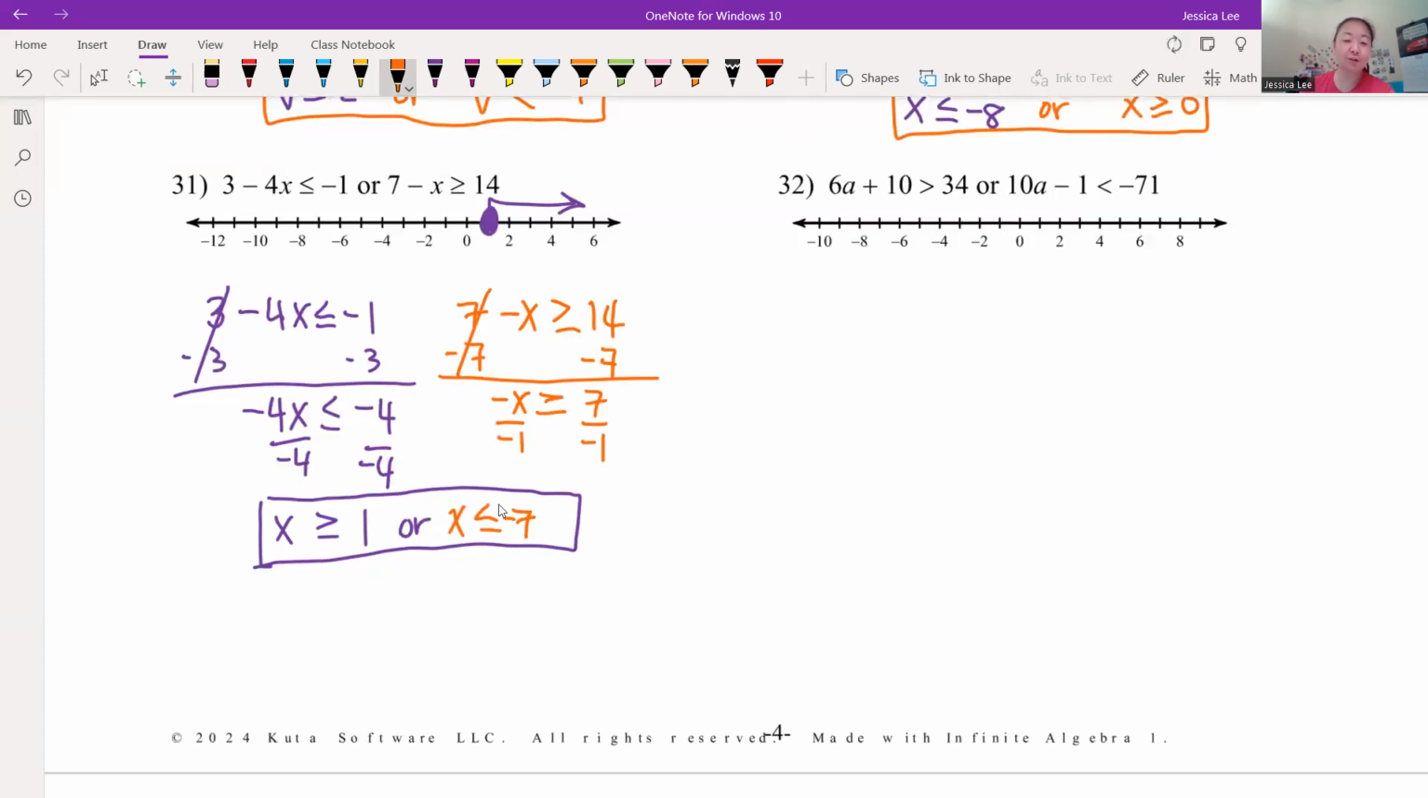Did you think I was going to forget that negative? All right, so here we go. At negative 7, it is going to be a closed circle because it is equal to. There we go. Done.